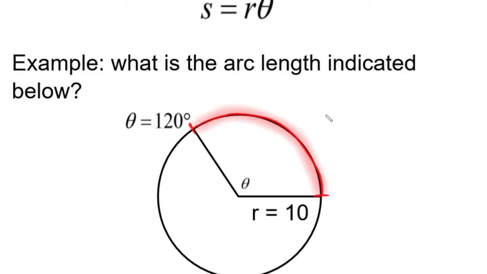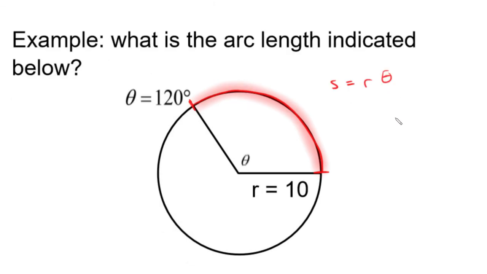And the length of this arc is the radius times the central angle. The central angle is 120 degrees, and our radius is 10. So S, the arc length, is supposed to equal the radius times theta in radians. Right now it is in degrees. So you have to think, what is 120 degrees in radians?